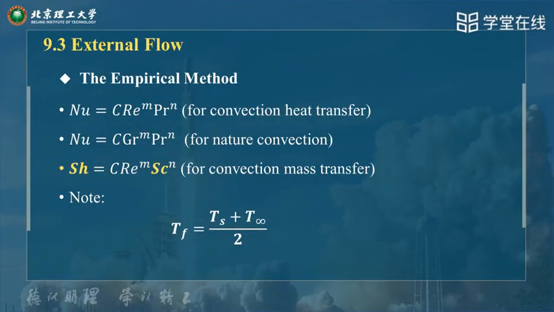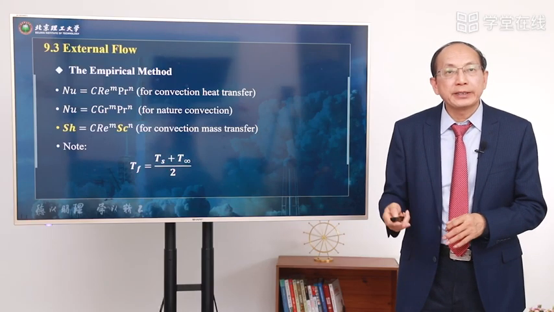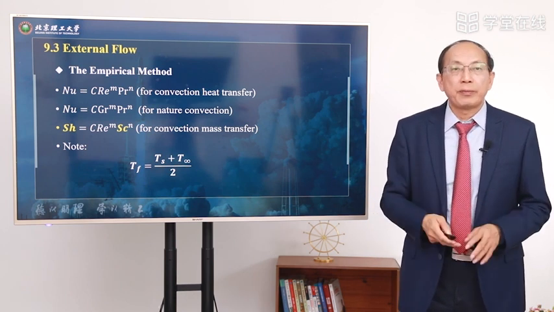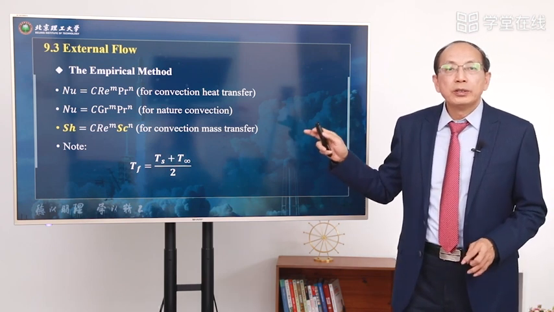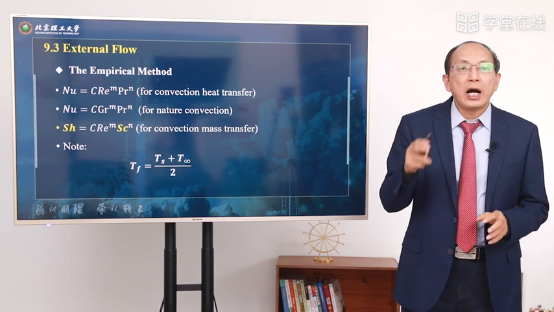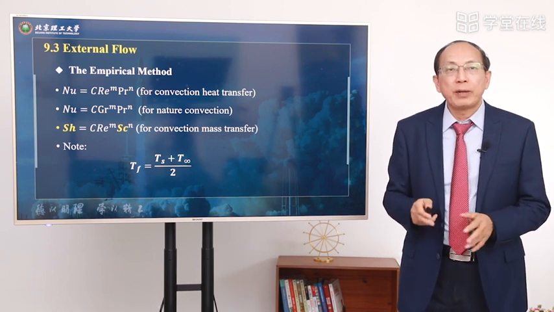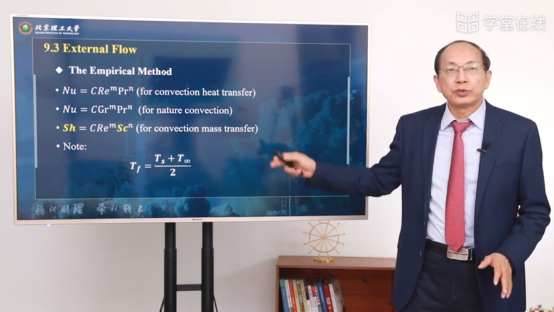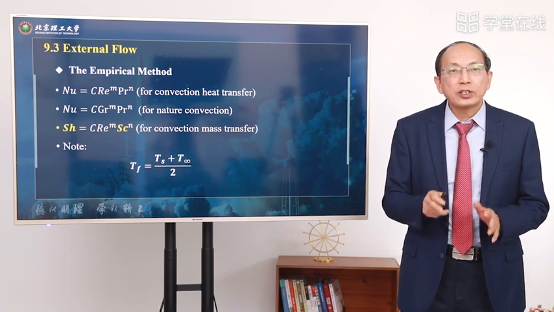Here we note T, temperature. We use the film temperature or mean temperature, the average of Ts and T infinity. We use Tf to calculate the Prandtl number, sometimes the Reynolds number. For natural convection, Gr is the Grashof number. Okay, here are the general equations. Firstly, for external flow.